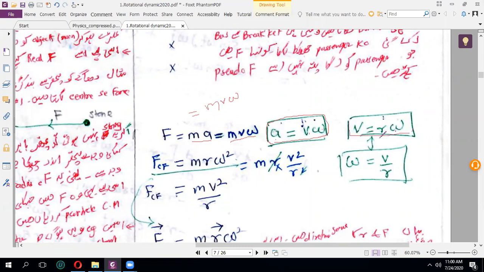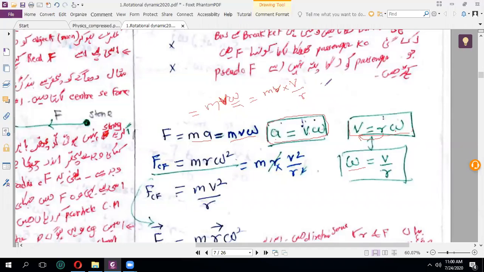And take this r on the left side. What we are getting? Omega is equal to v upon r. Now this omega, what I am putting? v upon r. Let's see what happened. m v omega, and this is also v because omega is v upon r.